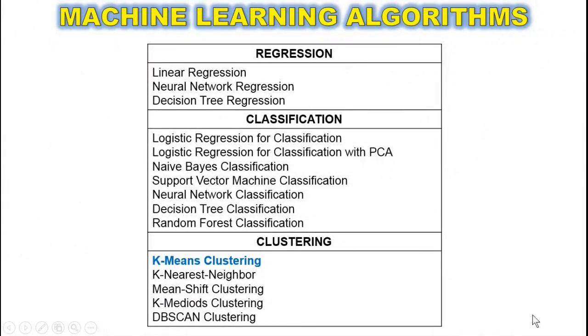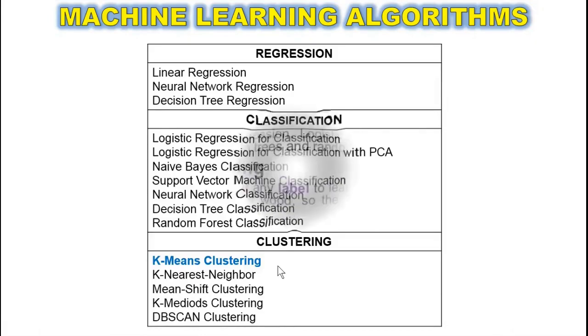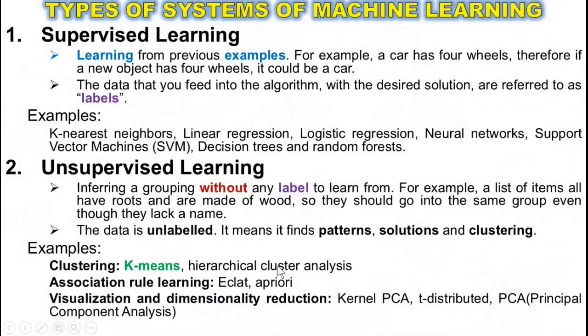There are plenty of algorithms to learn in machine learning. Under clustering, let us understand the k-means clustering. Types of systems of machine learning. Supervised learning means it learns from previous examples. For example, a car has 4 wheels. Therefore, if a new object has 4 wheels, it could be a car.